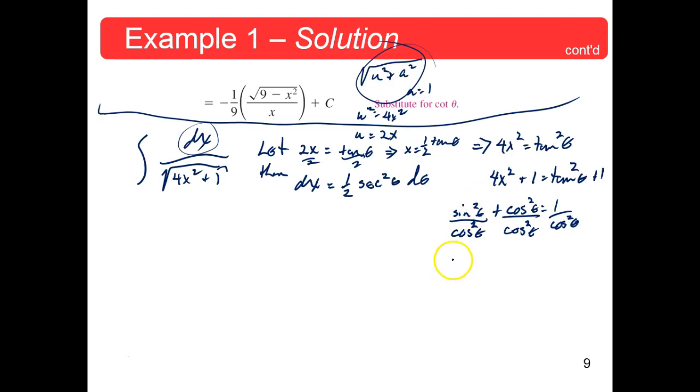Okay? What is sine over cosine? You just told me. Sine over cosine is tangent. So this is tangent squared theta plus, and what's cosine over cosine? 1. So tangent squared theta plus 1 is equal to 1 over cosine squared. No, 1 over cosine can't be 1. Cosine's a function.